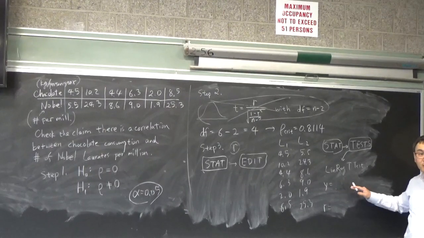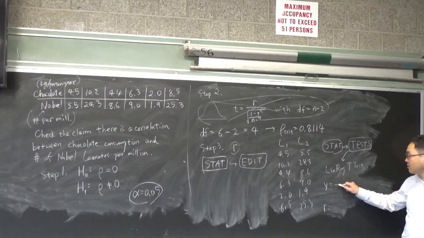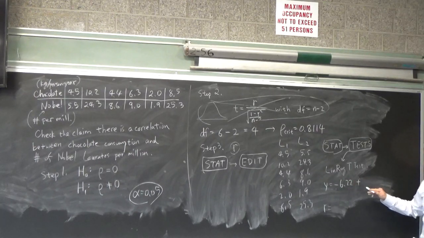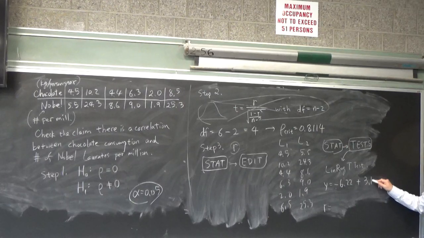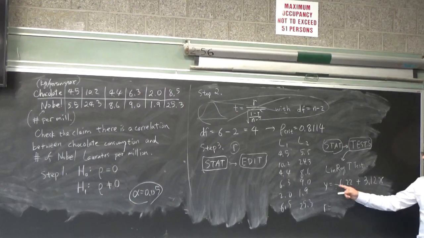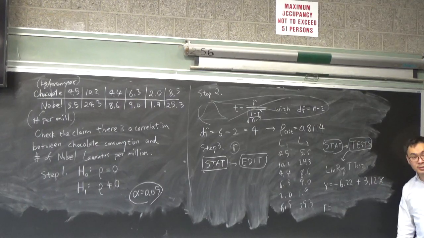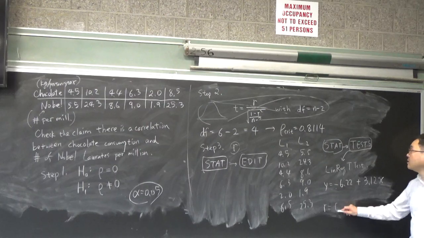Did anyone get it? A is negative 6.221. Okay. Plus b is 3.12. Okay. So you have negative 6.22 and then 3.12x. Okay. What's the value of r? 0.8941.